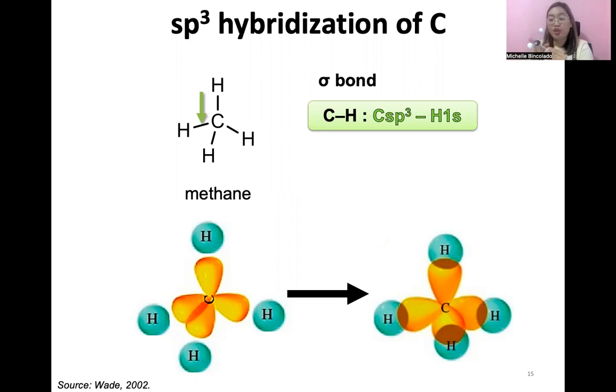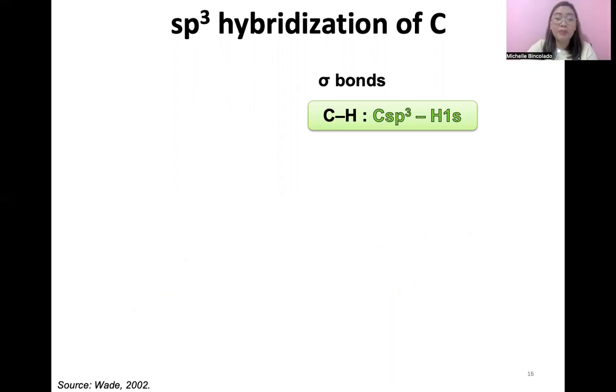And of course, guys, another thing is the bond angle. Hindi na bago sa inyo yung bond angle, di ba? Ang ating tetrahedral bond angle ay 109.5 degrees. So, ayan, guys, ang sp3 hybridization. Okay? In our next slide, sp3 pa rin, guys, pero mag-a-add tayo ng another carbon.